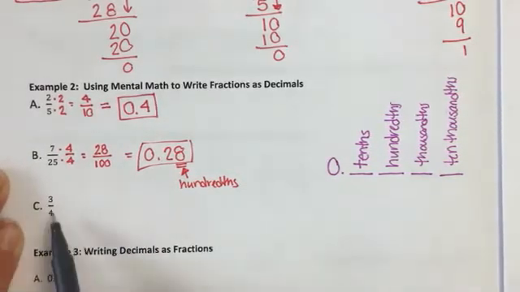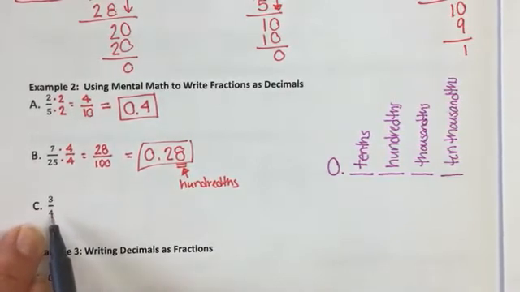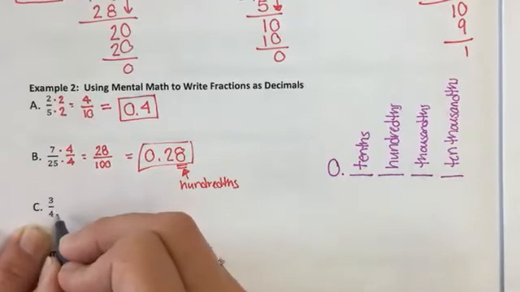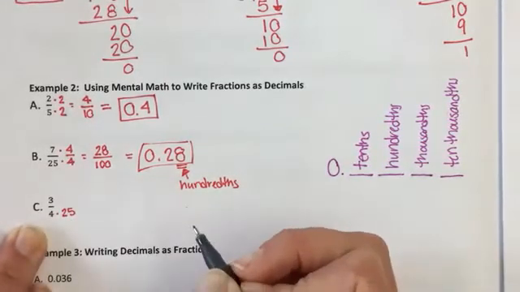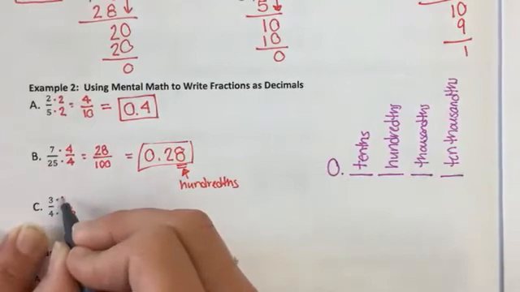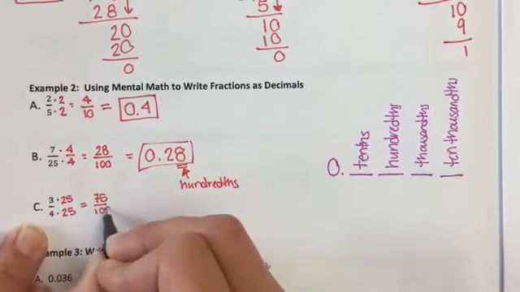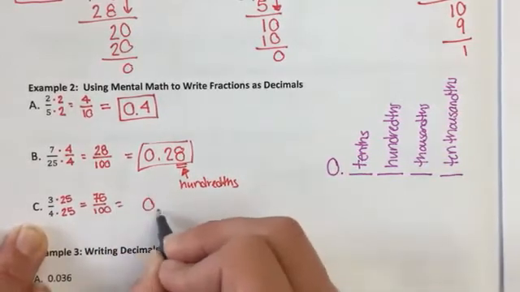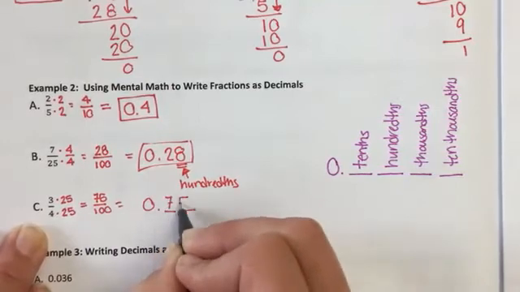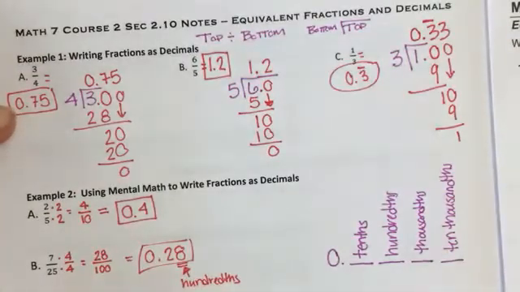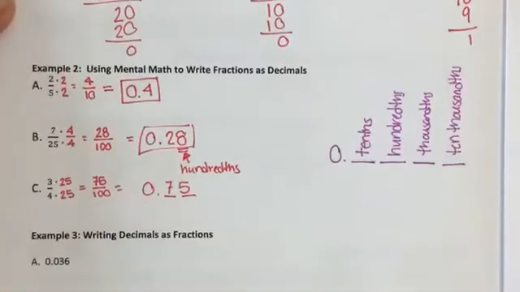Now this one might be a little tricky because we have 4. Now I know that you guys can't get 4 to 10, but can we get 4 to 100? Sure, you can multiply 4 by 25, kind of like we just did in the top one. So if you multiply 3 by 25, you're going to get 75 hundredths. So again, you put it in the hundredths place. And that ties back to that one we did right above it too. So sometimes there's more than one way to get there.